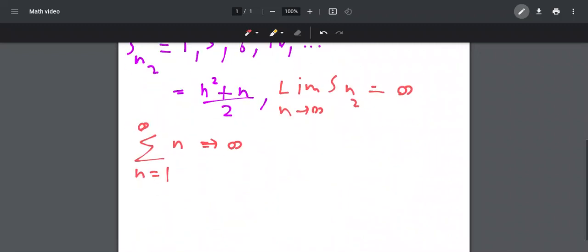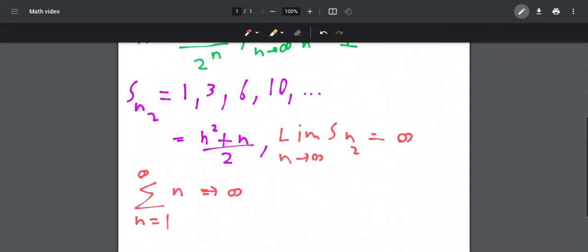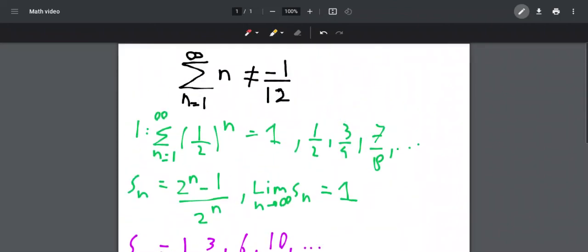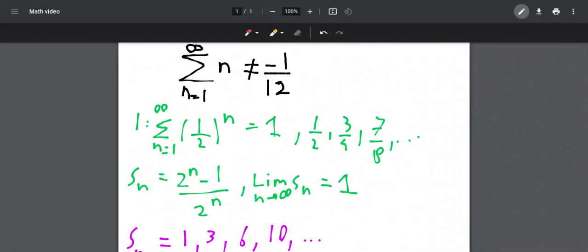The second method actually requires knowledge of the Riemann zeta function, which I'm going to show you in the next video. I'm going to upload it right after this video.